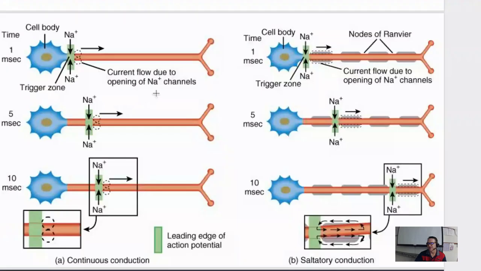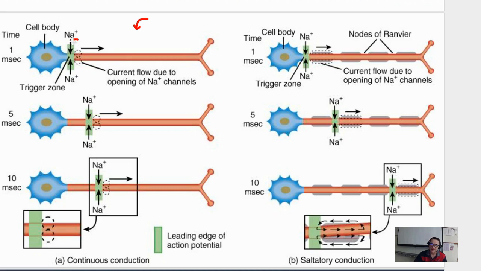And here are some pictures that show the difference between continuous conduction and saltatory conduction. Over here on the left, we have continuous conduction. You can see this axon right here has no myelin. And over here, this axon does have myelin. So it's going to be saltatory conduction over here. All right, so you can see continuous conduction.